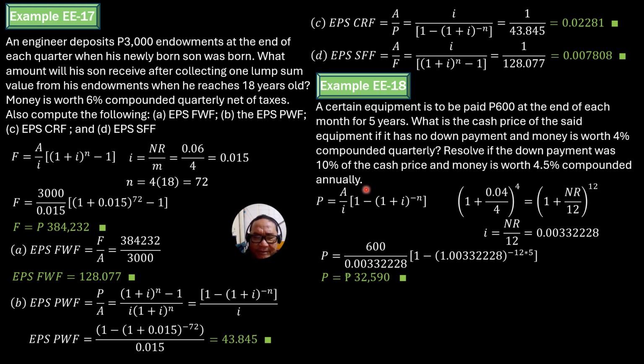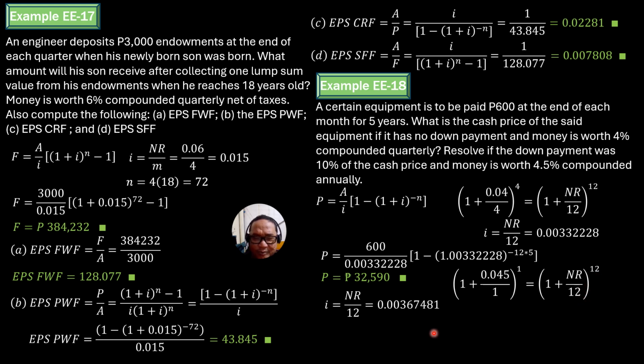For the second part, resolve if the down payment was 10% of the cash price and money is worth 4.5% compounded annually. So for this case, we have to convert the equivalent rate at 4.5% compounded annually to monthly. So 1 plus 0.045 over 1, this is yearly or annually, equals 1 plus NR over 12 raised to 12. So I equals NR over 12 again, and it is equal to 0.00367481.